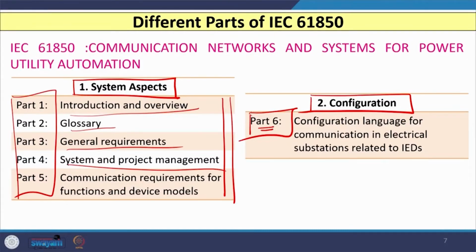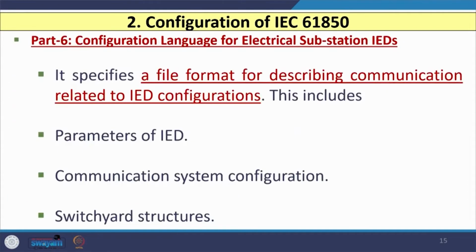So, you can see here in the configuration part we have part 6. Let us discuss what is mentioned in the configuration of IEC 61850. This part 6, the configuration of IEC 61850, is basically the configuration language for electrical substations of IEDs, and it specifies a file format for describing the communication related to IED configurations.